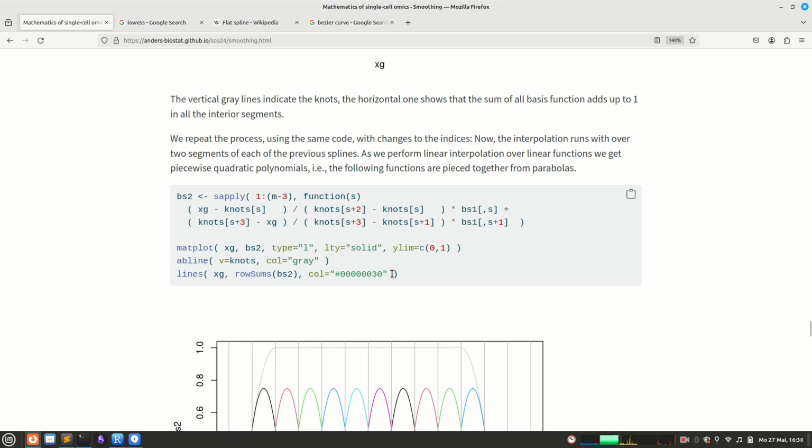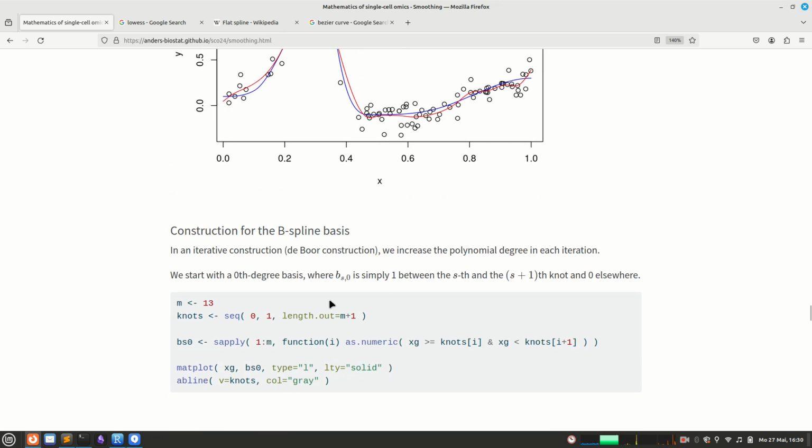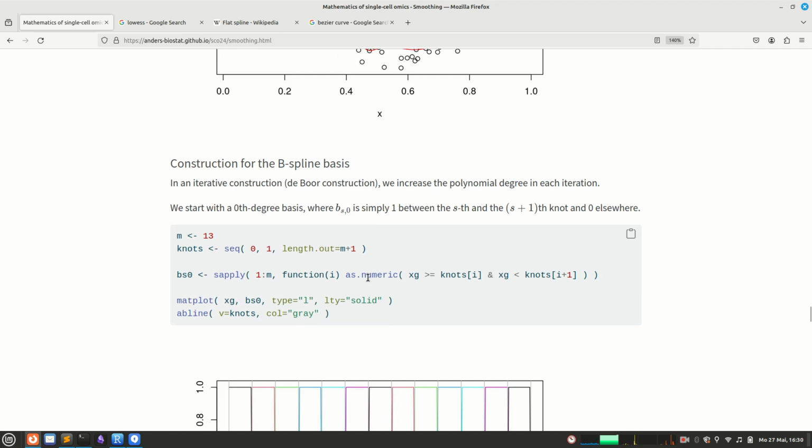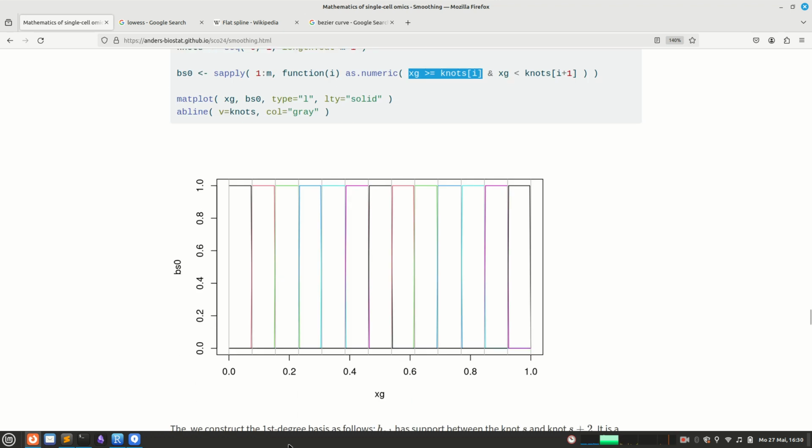Now, how does this actually look in code? Here is my first code, where I simply say the function b naught is the bottom line. I go from 1 to m. M are the 13 lines that I have here, and I say it's 1 whenever I'm to the right of knot i and to the left of knot i plus 1, and otherwise it's 0, and so I get these here.